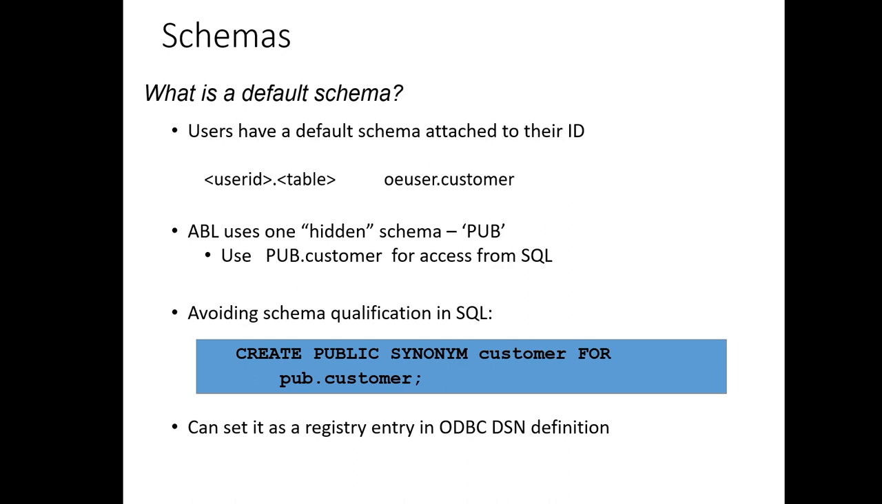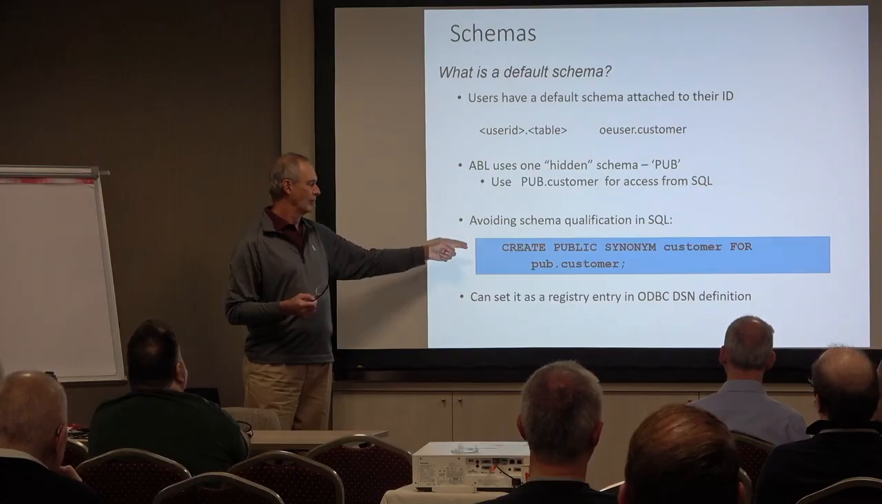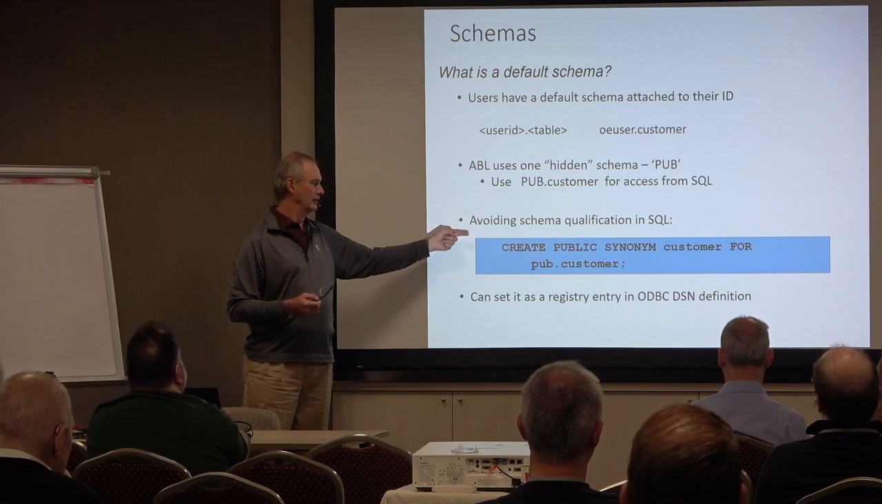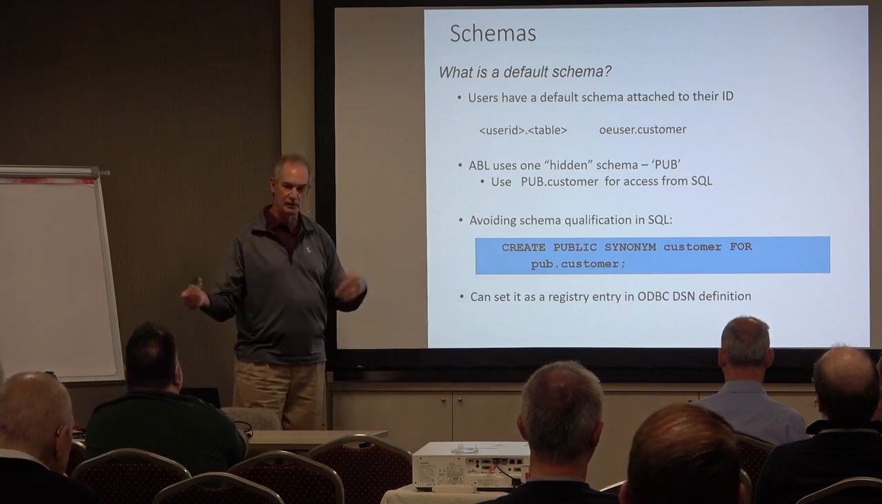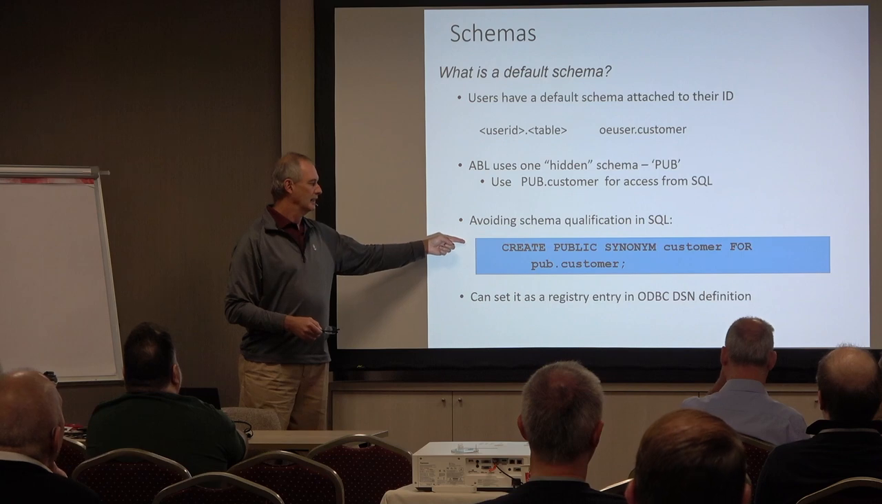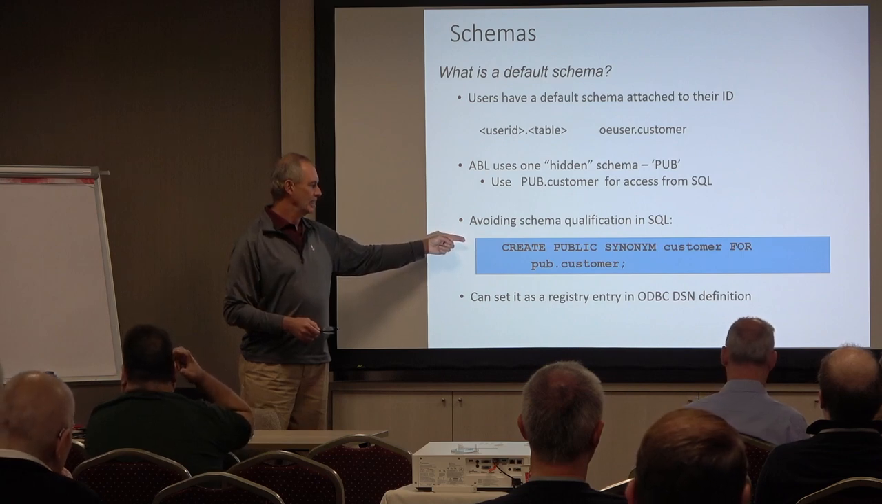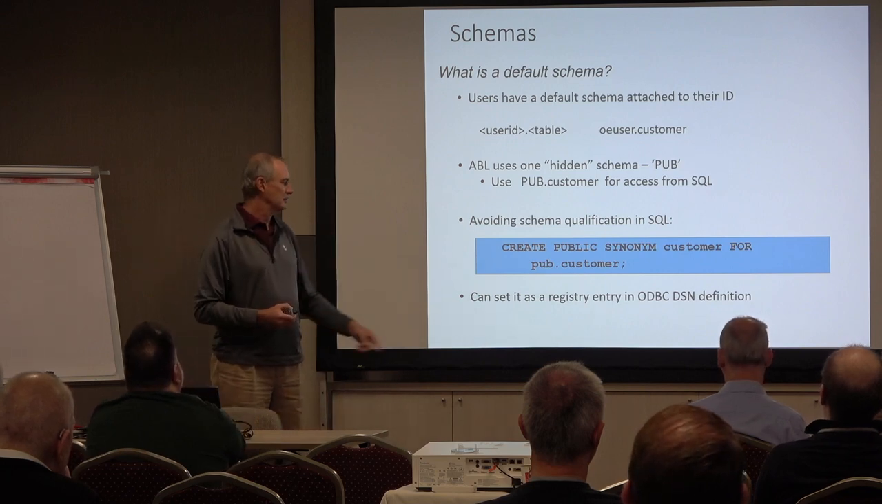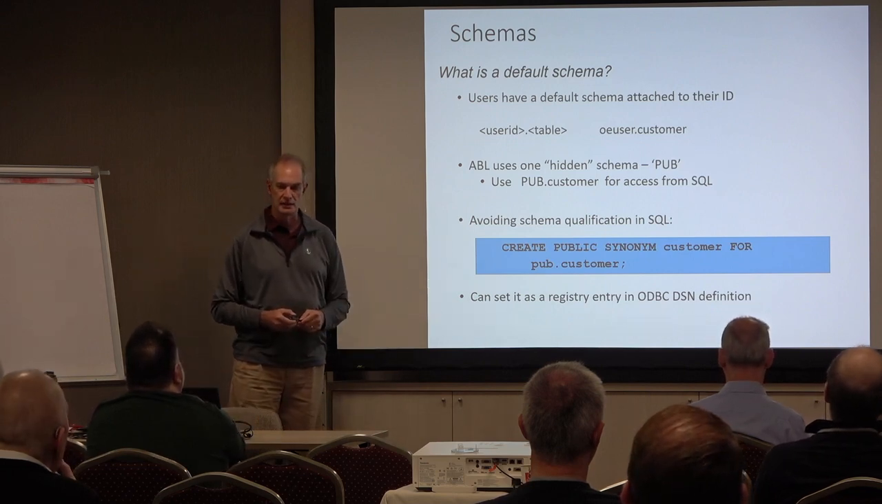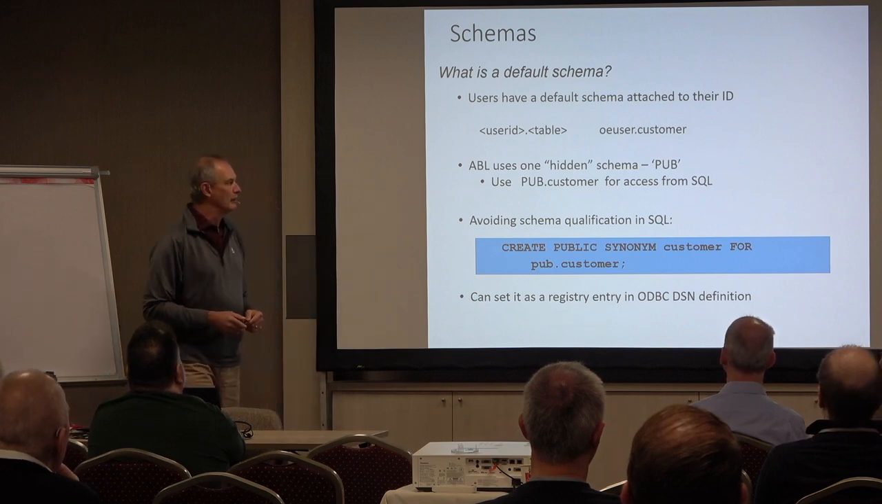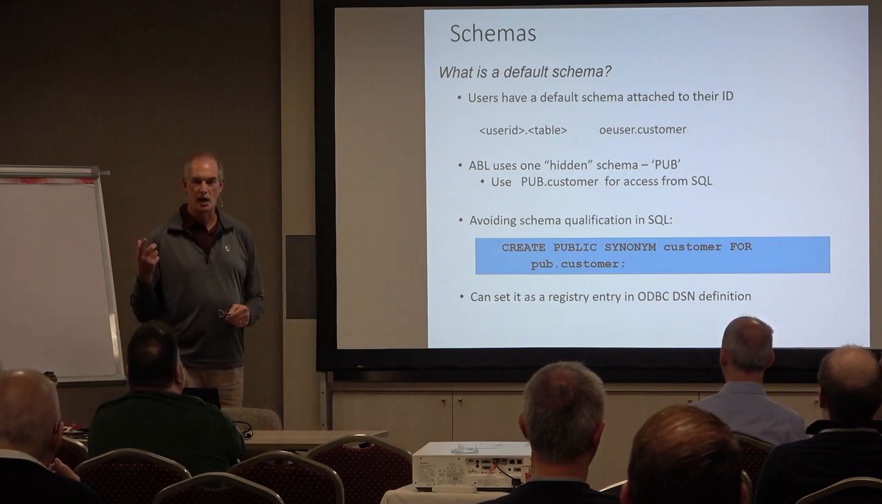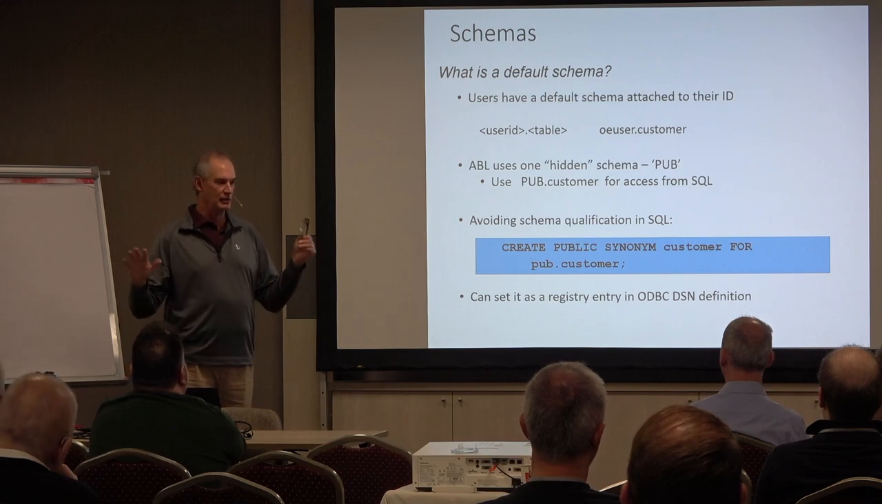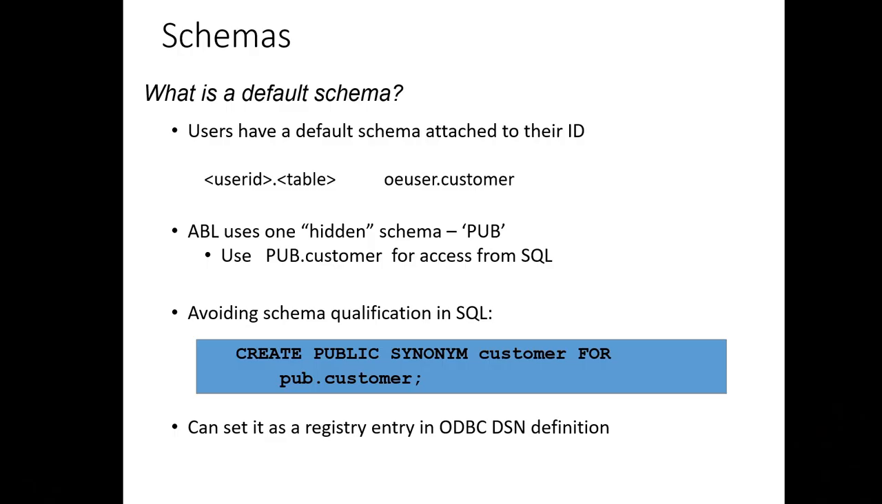We can create a public synonym for pub.customer, as a way around having to be specific about your schema every time. Create this, and then if somebody says customer, behind the scenes it gets translated to pub.customer. You can also set it as a registry entry for the DSN. But this thing trips up most people. They come from ABL where pub is hidden, we don't understand schemas, we start to do reporting and everything kind of falls apart. It's probably the biggest issue.